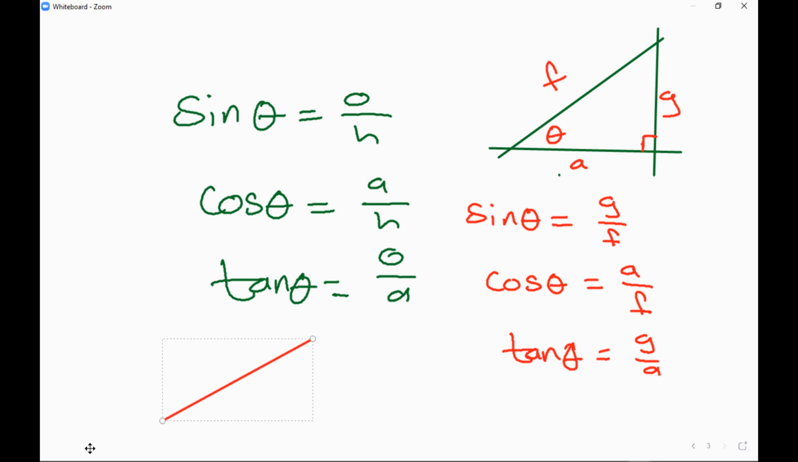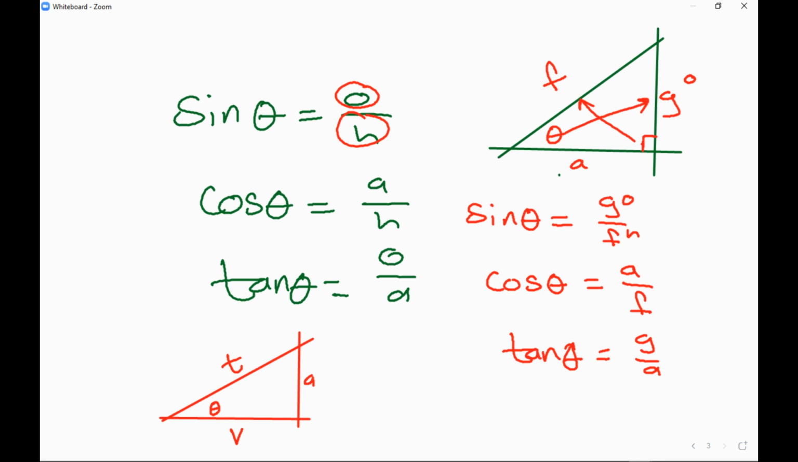Alright, if I give you another one over here at the bottom, can you get me sine, cos, and tan in terms of the letters? So theta is here, and I say this is A, T, and V. What will sine of theta be for this one? So the first thing you remember, this is opposite, and this is hypotenuse.